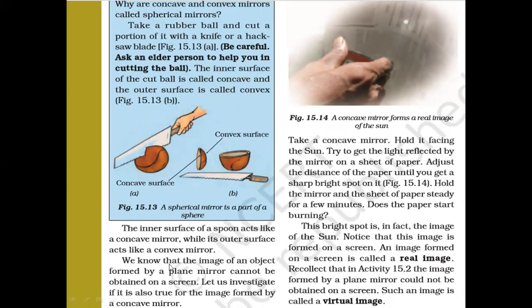Now, we know that the image of an object formed by a plane mirror cannot be obtained on a screen. Let us investigate if it is also true for the image formed by a concave mirror. Now, we have seen that if we want to see the image of the object formed by the plane mirror, we cannot get it on a screen. So let us try and see if we can get the image in the concave mirror.